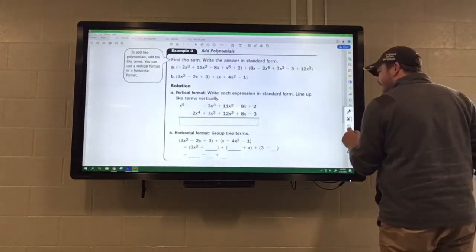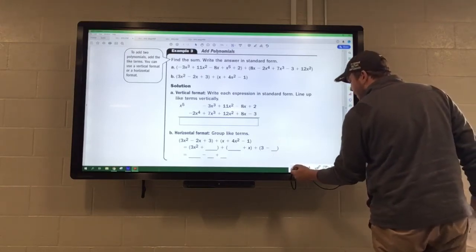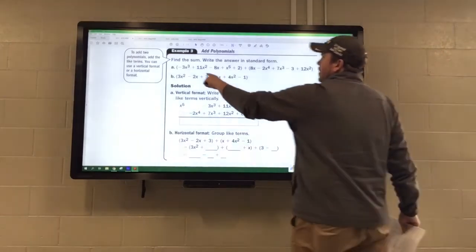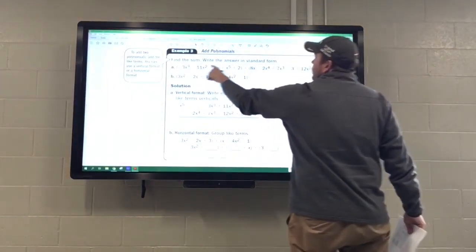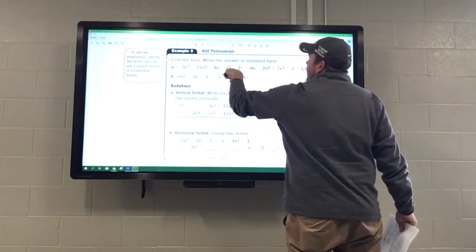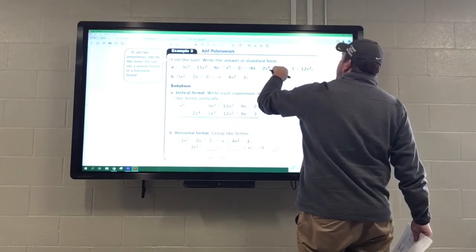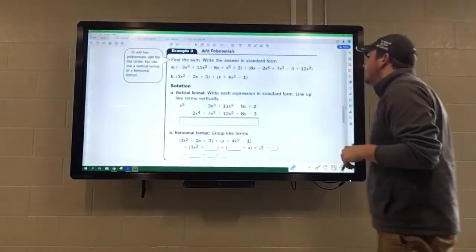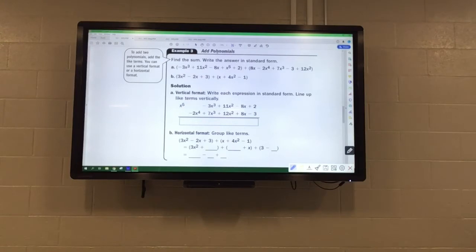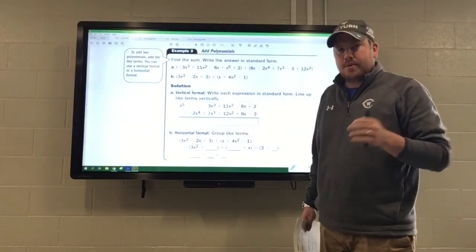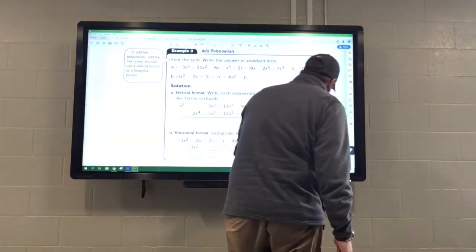So here's what we're going to do. We are going to add these two polynomials, so negative 3x cubed plus 11x squared minus 8x plus x to the fifth plus 2, plus 8x minus 2x to the fourth plus 7x to the third minus 3 plus 12x squared, which probably looks really, really intimidating. But after we clean that up and organize, you're going to see that it's actually not that bad. The key here is to combine like terms, okay? And here's what I mean by that.